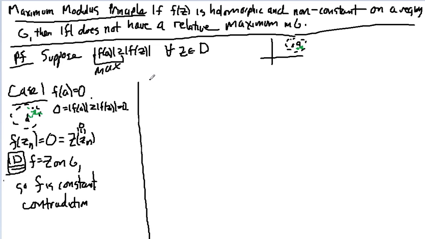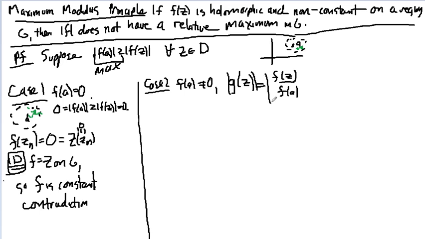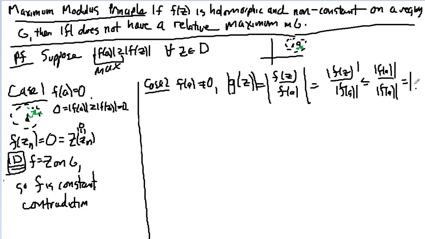So instead, we're going to consider case 2, in which f of a is not equal to 0, in which case I can define the function g of z equal to f of z over f of a. And if I take the modulus of g of z, I'm going to get that it equals |f(z)| over |f(a)|, and this top thing is less than or equal to |f(a)|, which equals 1. So that's one thing I know, is that this modulus is always going to be at most 1.